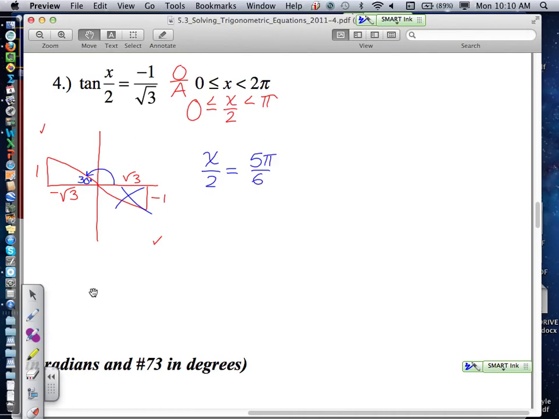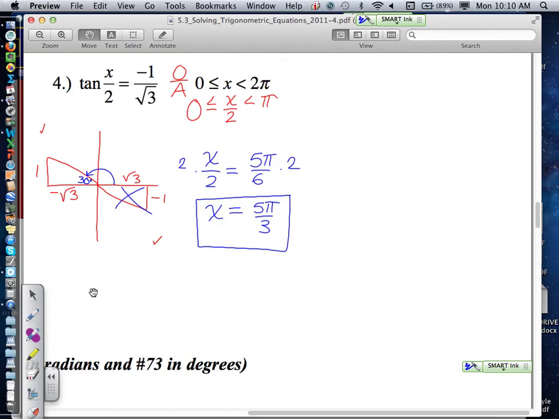And this time, instead of dividing, we're going to multiply on both sides of the equation to solve for x. So I multiply on both sides by 2, and that gives me 5 pi over 3 when I simplify the fraction.